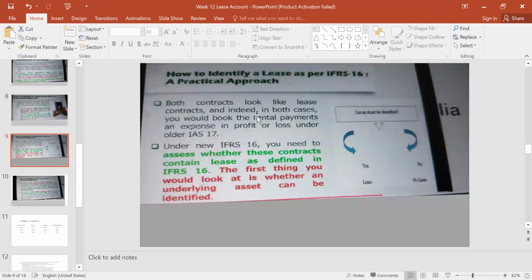This is another: how to identify a lease as per IFRS 16, the practical approach. Here I try to show a simple math. There are some topics, terms or conditions clearly mentioned. I discuss them in the meantime, and you will get a maximum understanding of how we can practically solve this. So now I am going to the next slide.